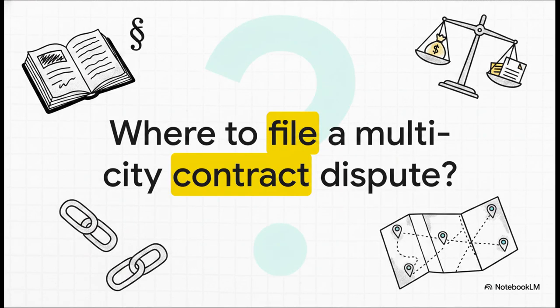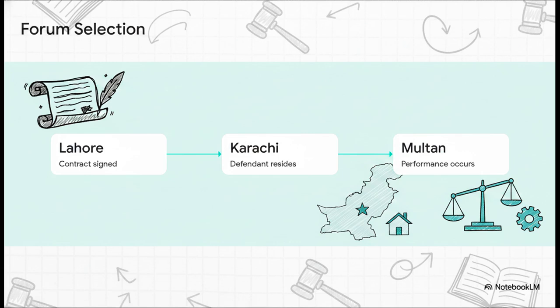Let's ground all this theory in reality. Say you've got a practical hypothetical under Section 20 of the CPC, which governs personal causes of action like contracts. This is a scenario practitioners deal with literally all the time in commercial litigation. Picture this. The contract is signed in Lahore. The defendant lives down in Karachi, but the actual performance of the contract happens in Multan. So where do you file?